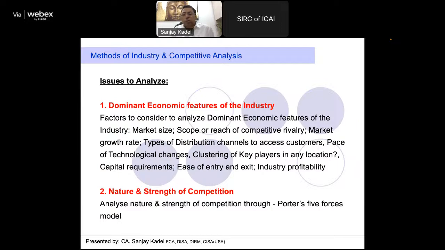Rival sellers. Then you have new entrants. First one is rival sellers. Second is new entrants, whether it is easy for the new entrants to come into the market or not.